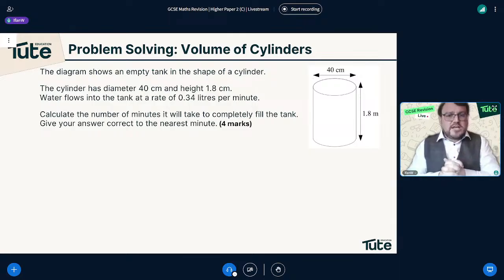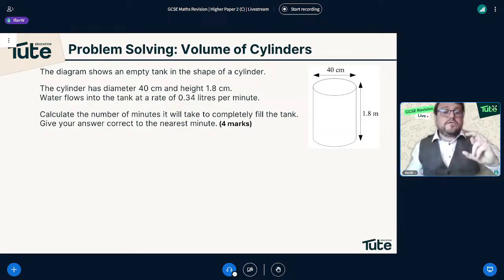Water flows into the tank at a rate of 0.34 litres per minute. Going into the tank has to be volume. Calculate the number of minutes it will take to completely fill the tank. Give your answer correct to the nearest minute. Okay? So here you're looking for 4 easy steps that will take you to the answer of how many minutes. And at the end, give your answer correct to the nearest minute. Say it will take this amount of minutes. Okay? Write that down. Write a sentence down.